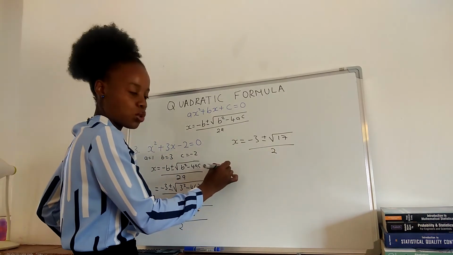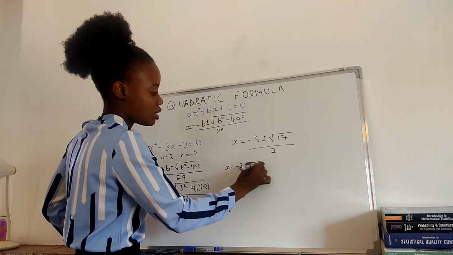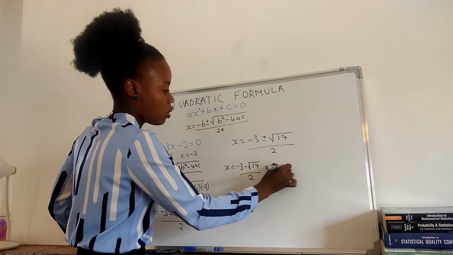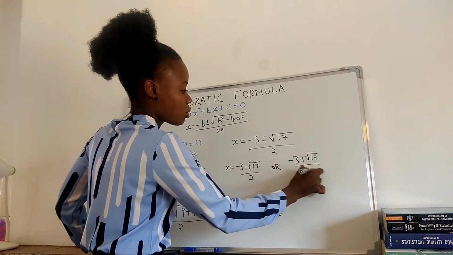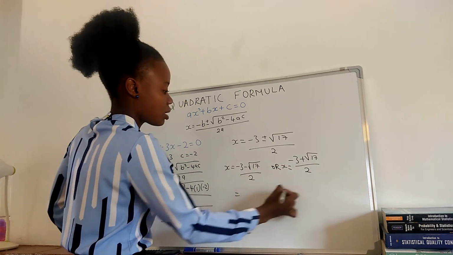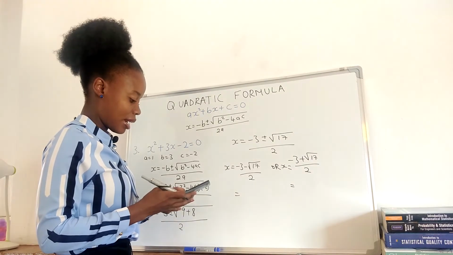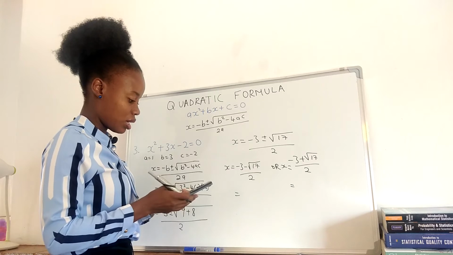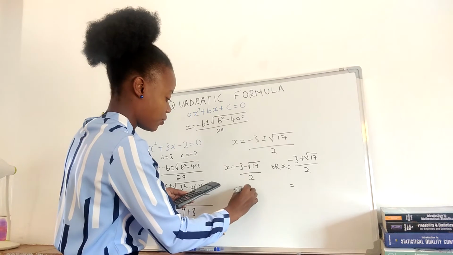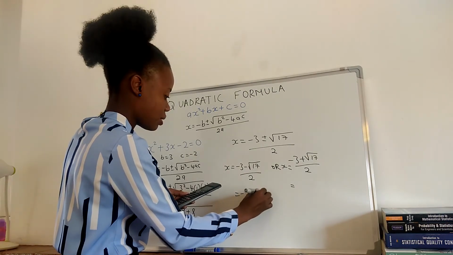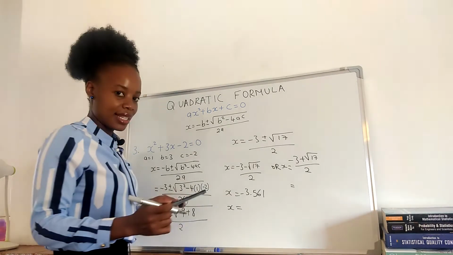We are supposed to have two solutions. So x is equal to negative 3 minus square root of 17 over 2, or negative 3 plus square root of 17 over 2. After that, you punch in your calculator. We have negative 3 minus square root of 17 all over 2. We're going to have negative 3.561, and you know that you are supposed to round off to 3 significant figures.